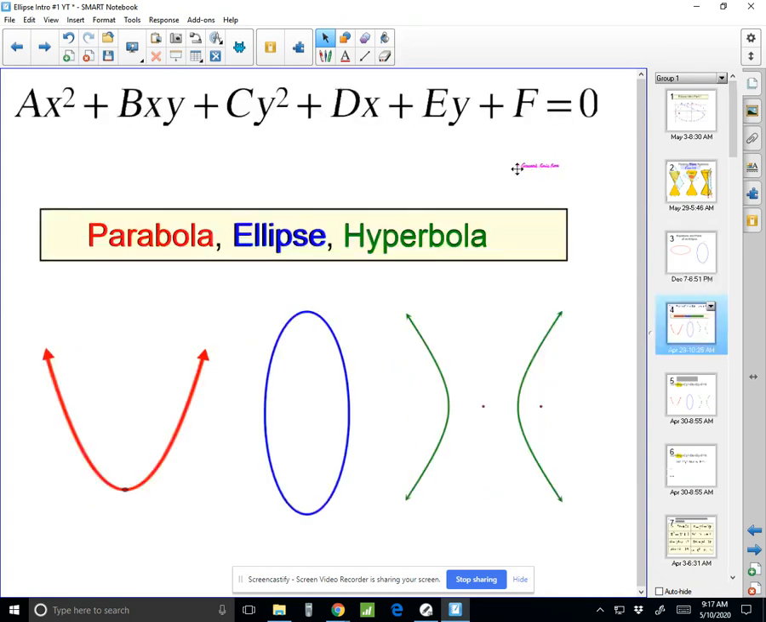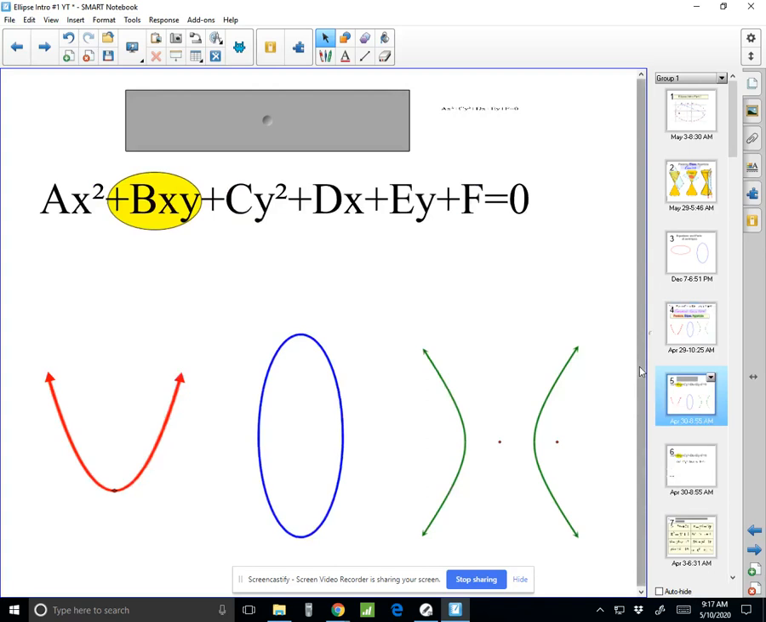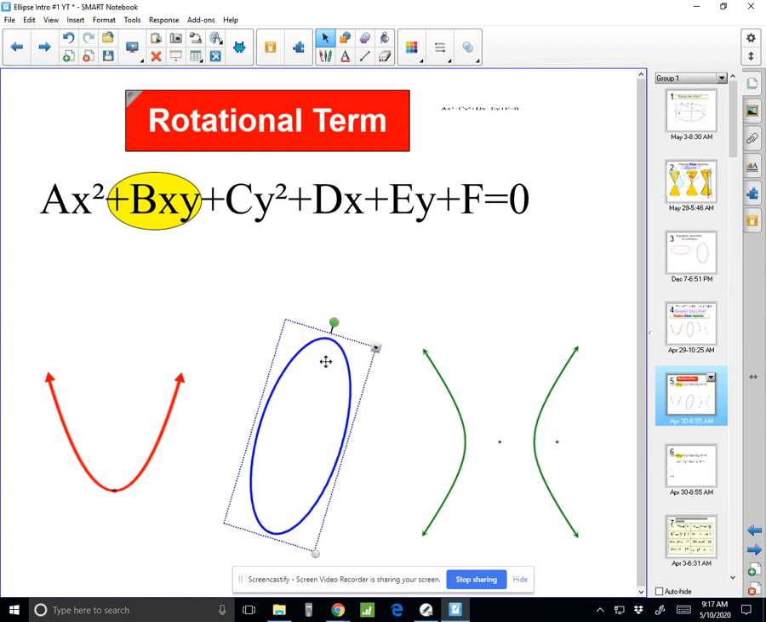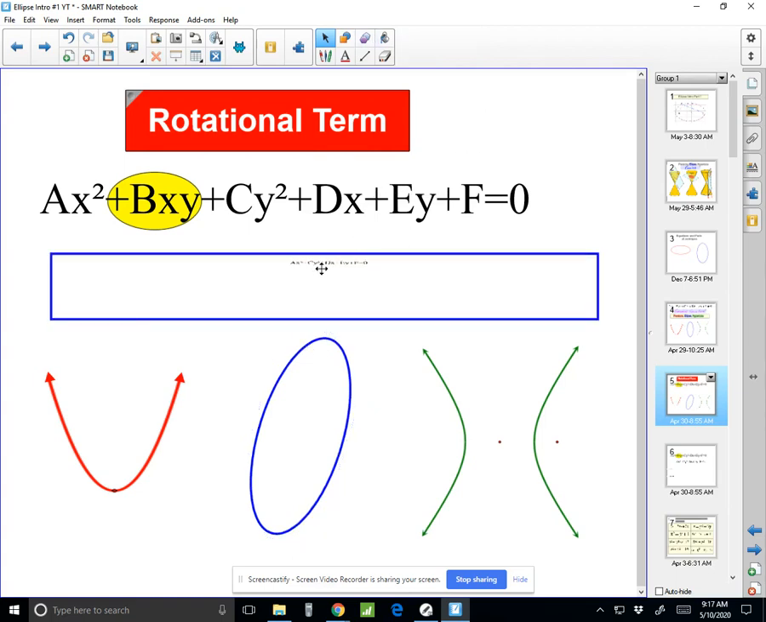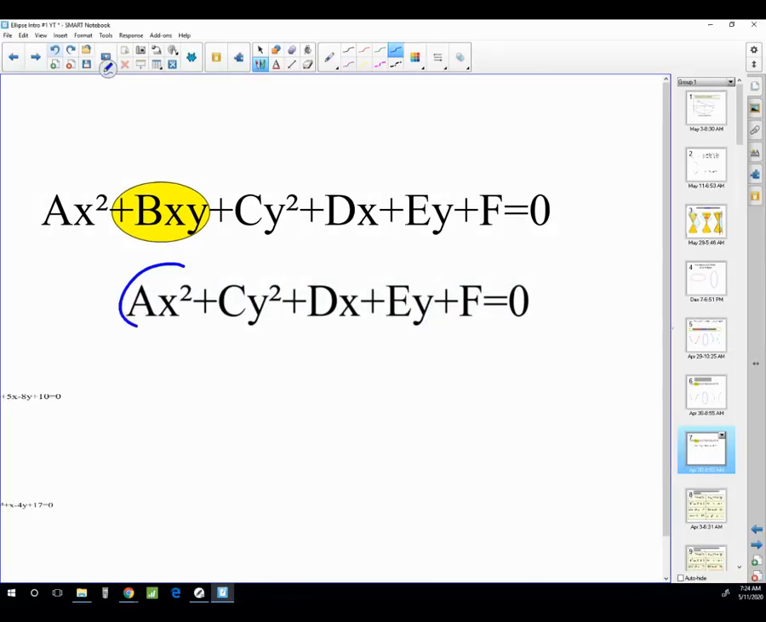We have seen general conic form. That is a form that would be for all three conic sections. And what we want to do is eliminate the rotational term. If we rotated it just a little bit, that would create a pretty complicated situation, and we're going to eliminate that for now. So we're going to take the Bxy term out. We want to get this down to just an ellipse.